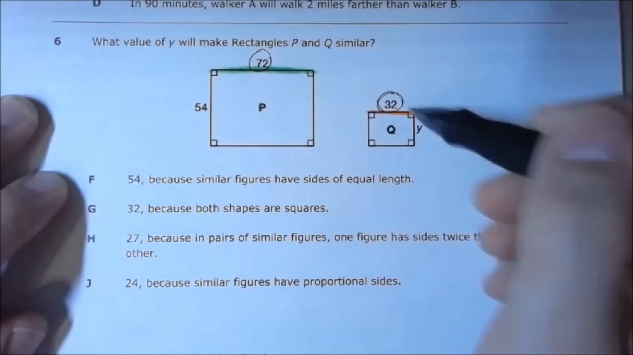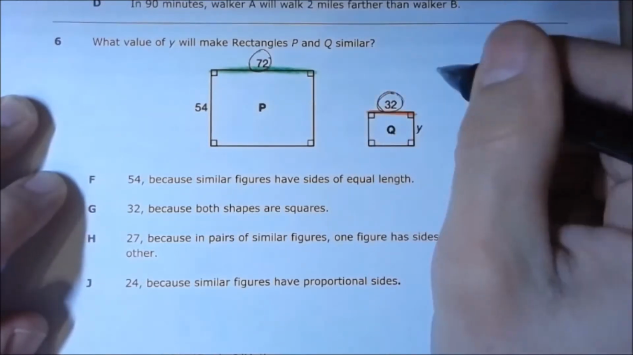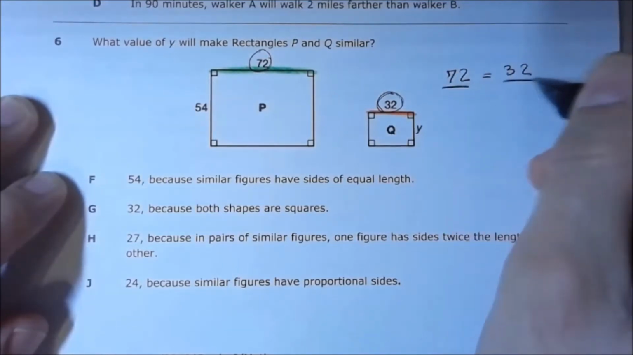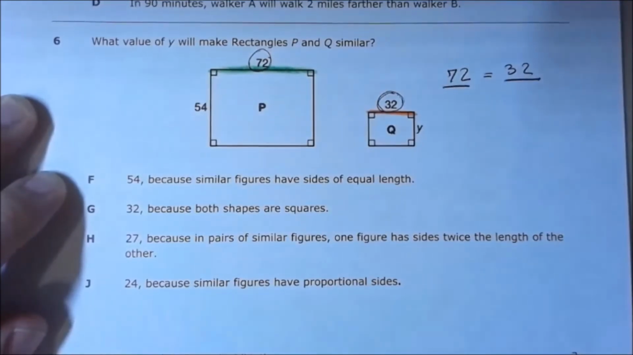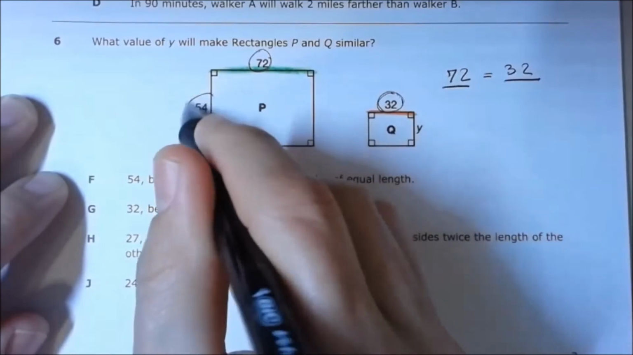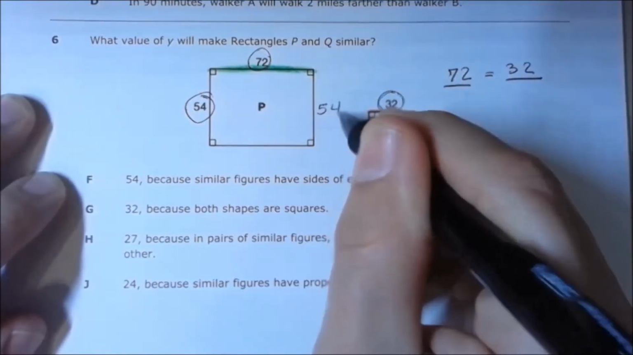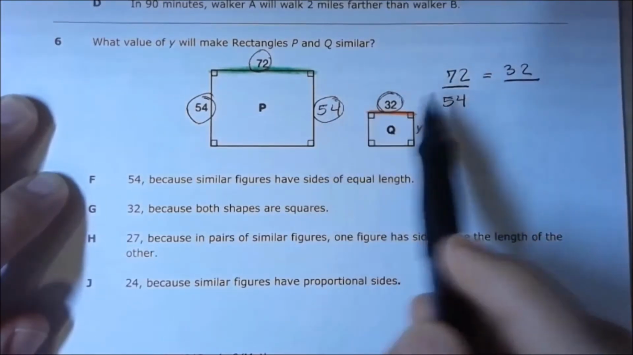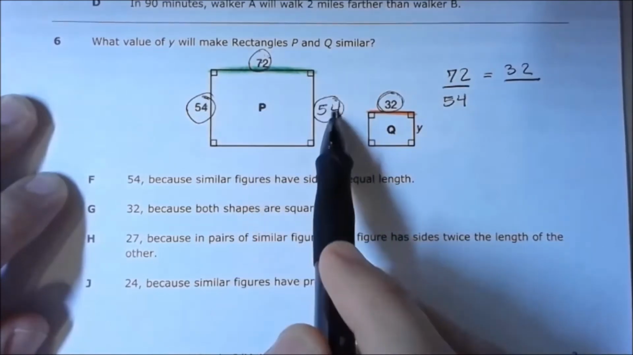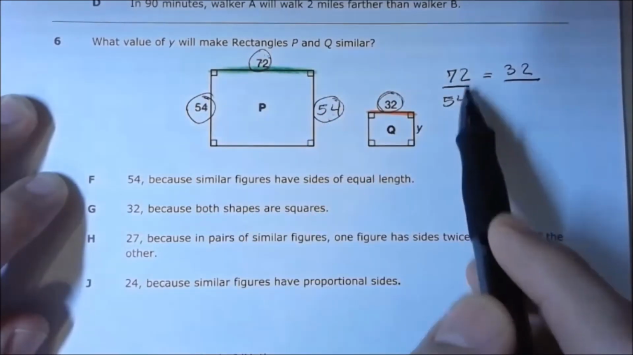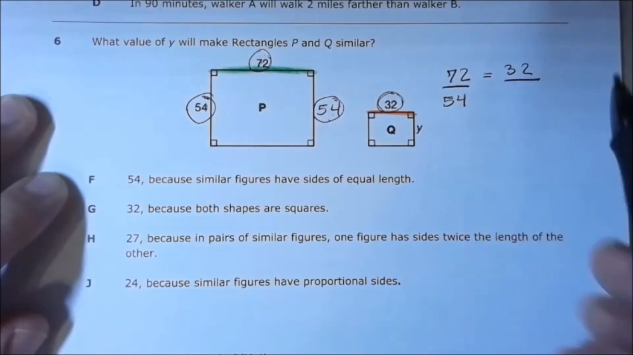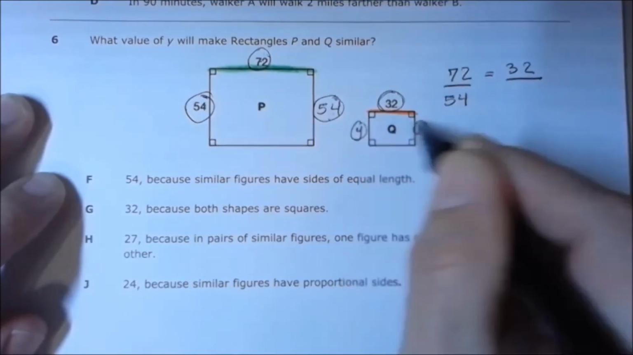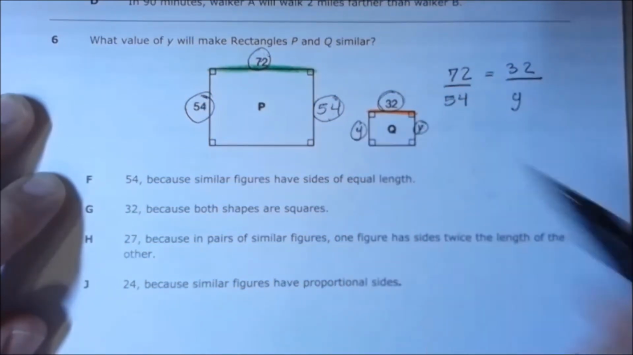We know that 72, these are the two different objects, right? And they're similar. So we can say 72 is equal to 32. Then we can take a look at the other side and say, well, this one over here is 54. So that means this side is also 54. So then we can say 72 and 54. Notice that I put the two sides of this shape as a proportion on one side of the equation. On the other side I have 32 and y, because we don't know what these two sides are, so we're going to call those y because that's the variable it gives us.